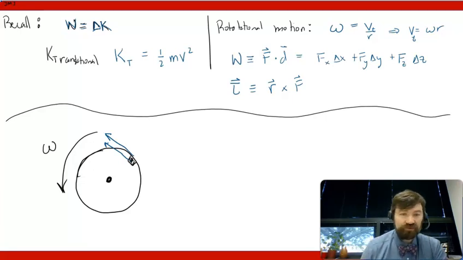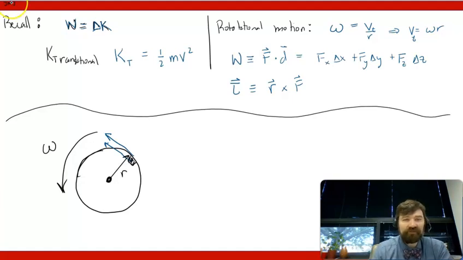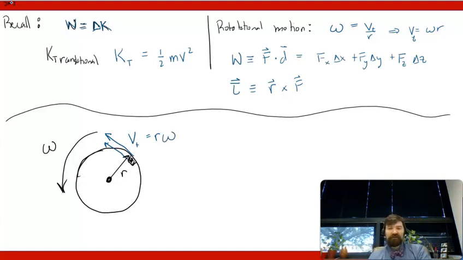So if you reduce this to a point mass that has the same tangential velocity, then we would use the radius r, and we could say that the v for this little bit of it is r times omega. All right, so far so good.